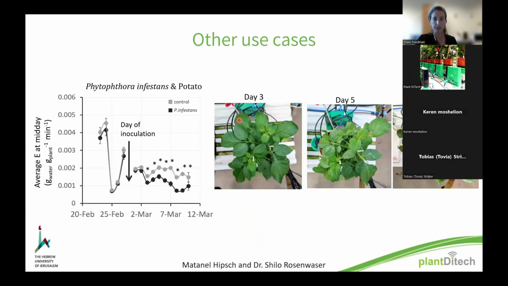The first is Phytophthora infestans, which causes late blight in potatoes. Looking at E, the transpiration normalized to weight, 3 days after inoculation, we could see significant differences between the groups. But you can see in the pictures, the disease is not yet significant until later.